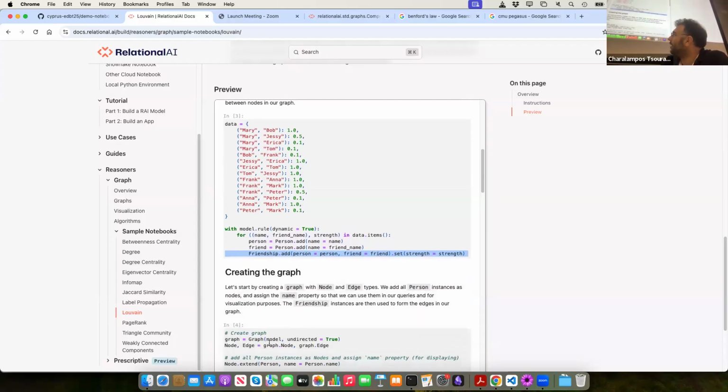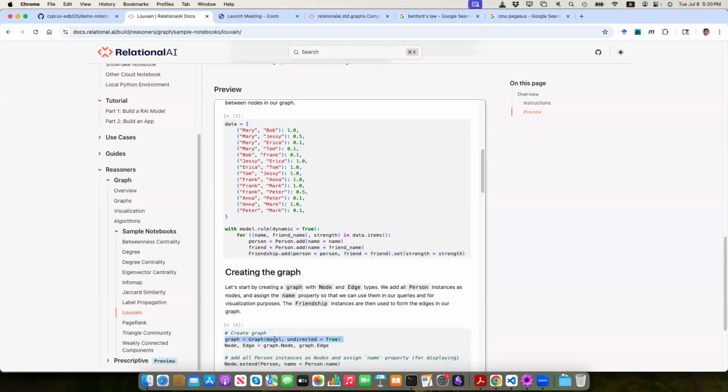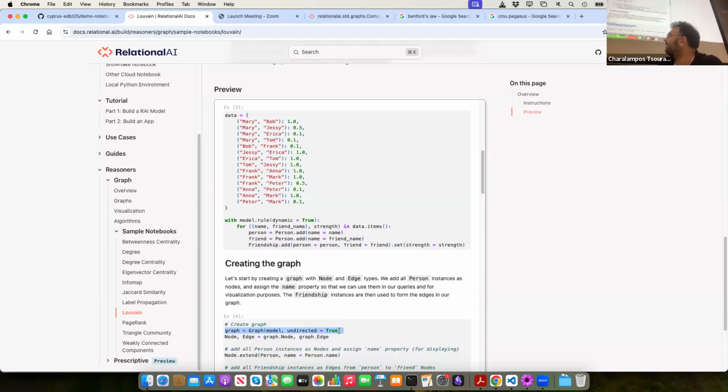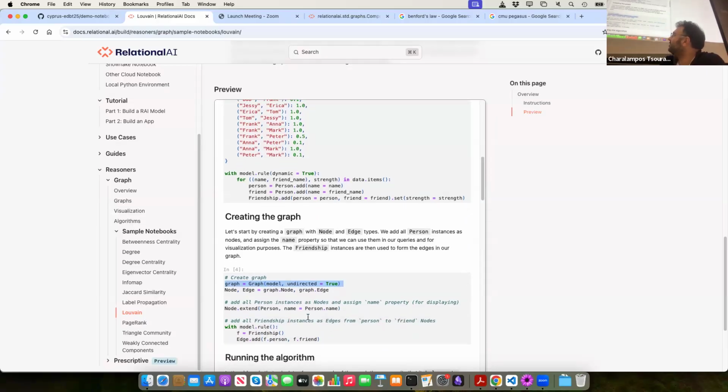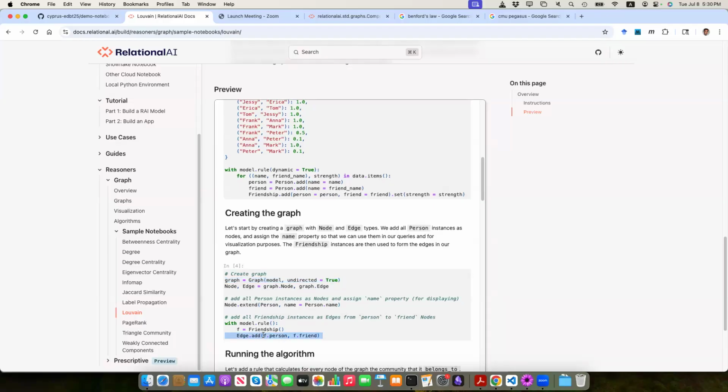Then once you have those, you can, like your database, which is the model, you can create the graph, you can set it to be undirected, you can set it to be unweighted if you want. There's another flag, let's say it's weighted. And yeah, this is just adding the edges from the friendship relation to the graph. And we basically extend the node entity from the graph to be basically the persons, okay?